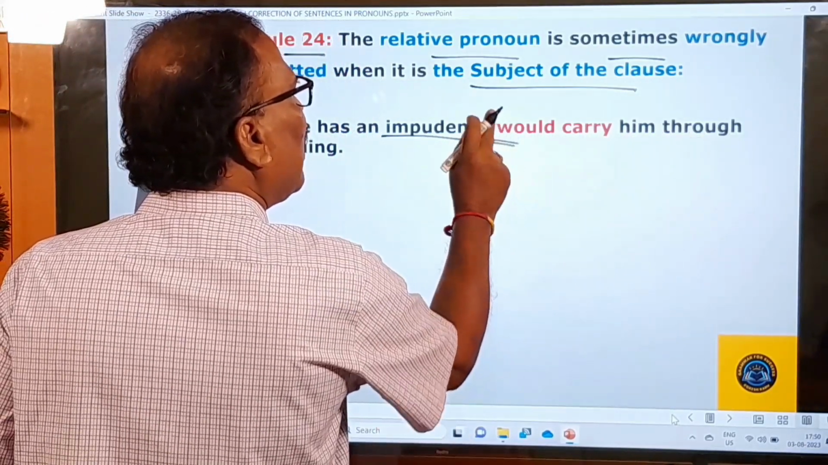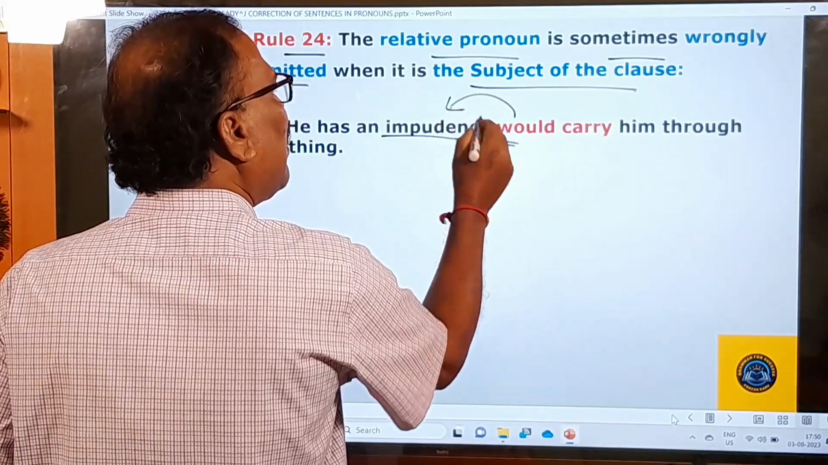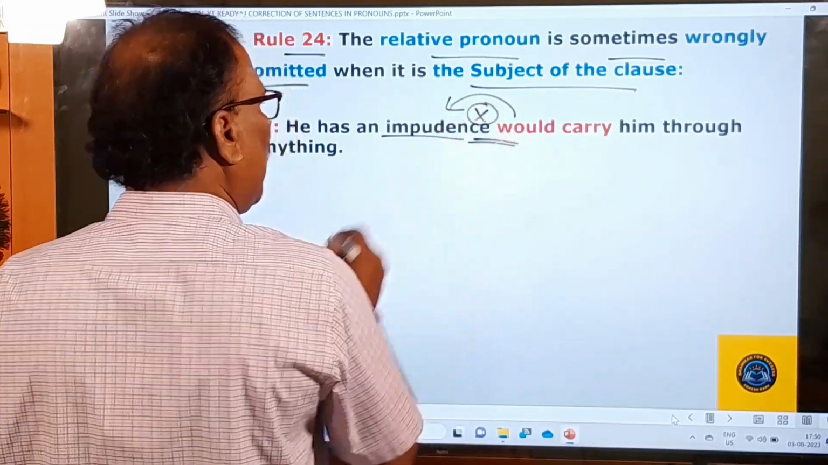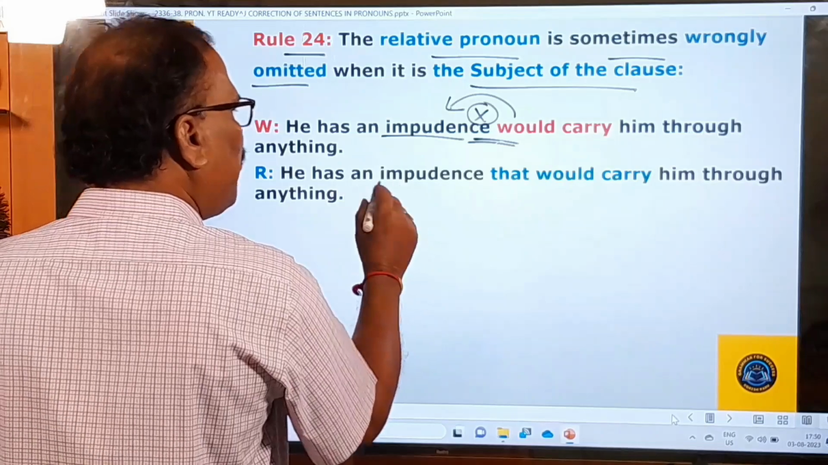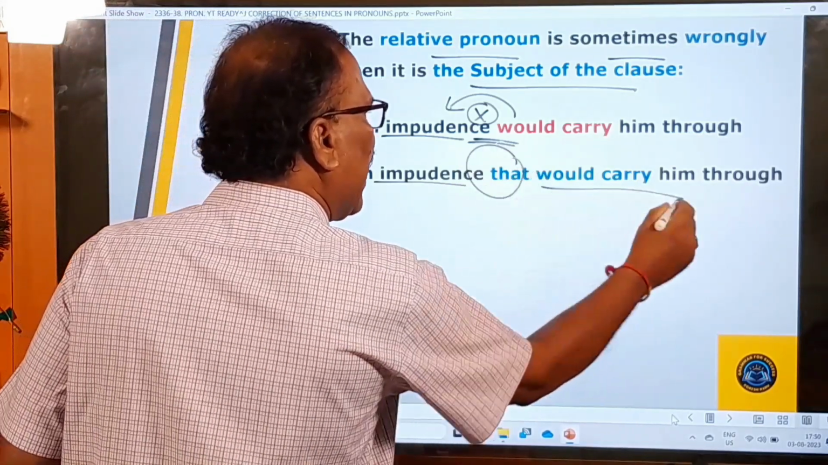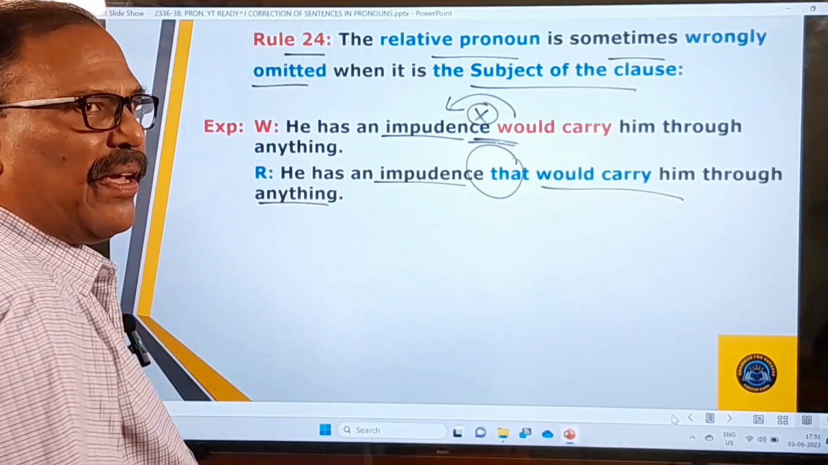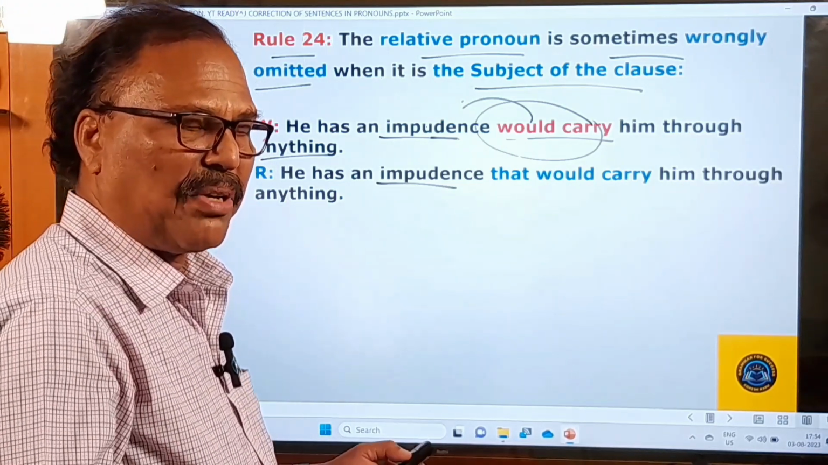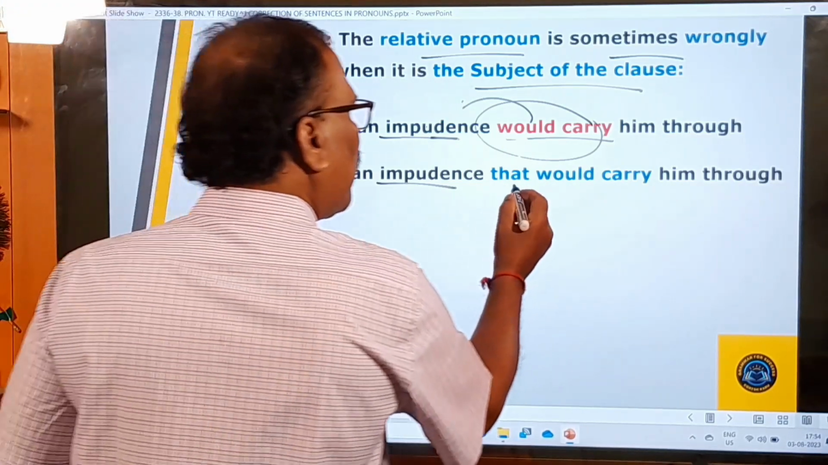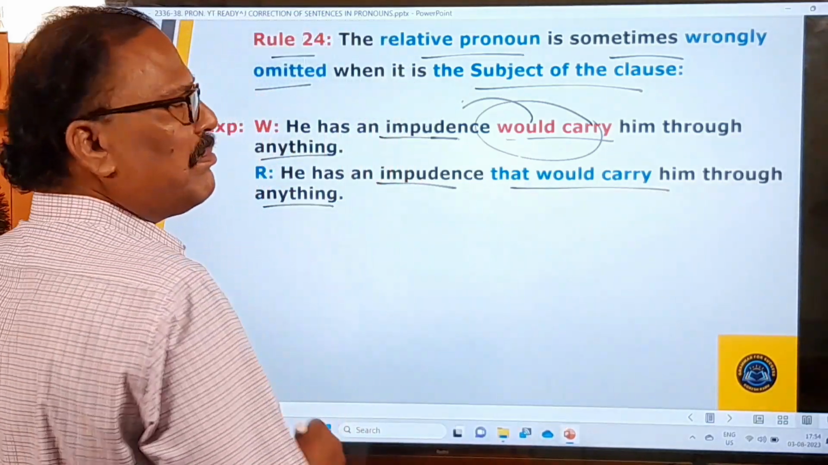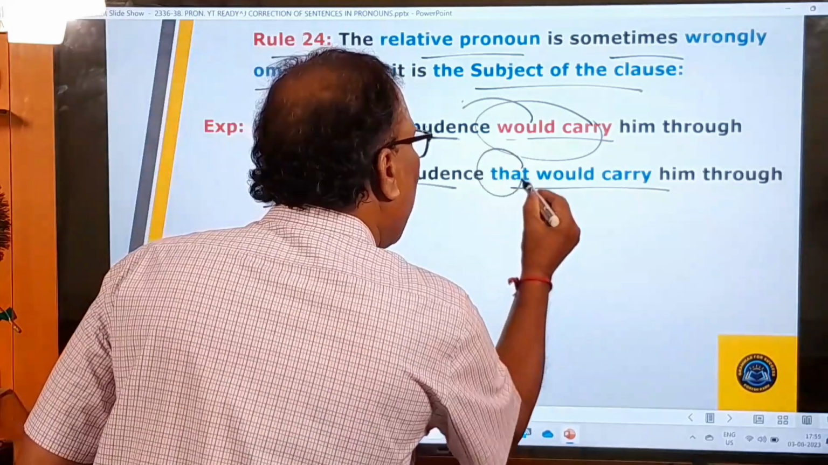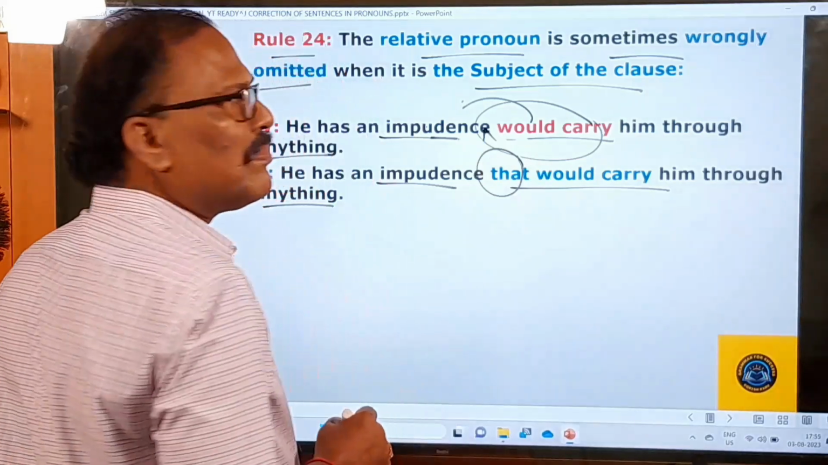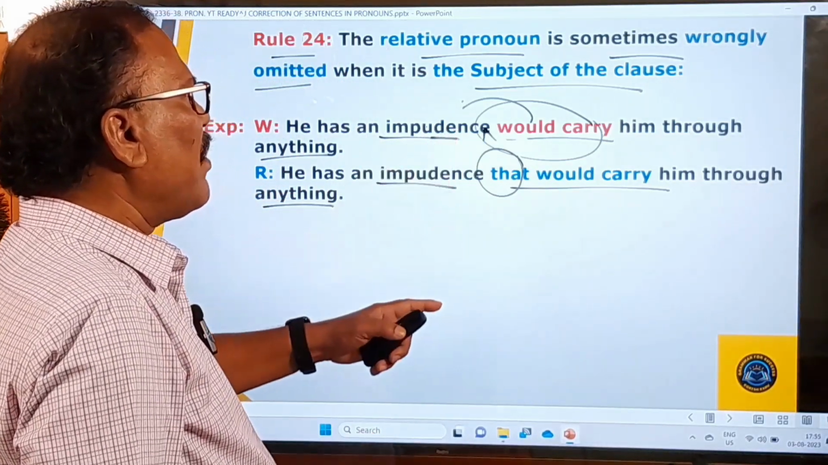Here, the relative pronoun is missing. Some relative pronoun is to be used here. What is that? He has an impudence that would carry him through anything. Impudence means impoliteness or incivility or some kind of rudeness which would carry him through anything. So here, this relative pronoun that is missing, and that's why it's wrong. So it is like that.